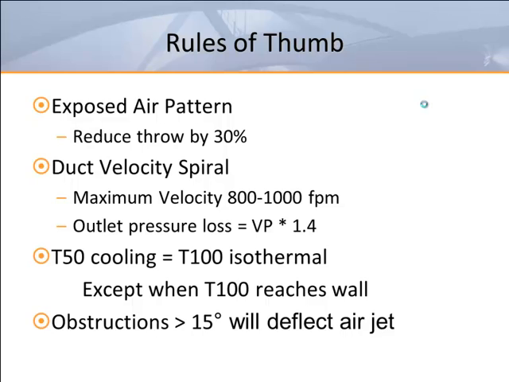Throw to 50 feet per minute with cooling is approximately the same as 100 foot per minute isothermal, except where the air jet reaches the wall at T100 or before, the T50 cooling will be the same as T50 isothermal. When the angle of incidence of an obstruction is greater than 15 degrees, the air jet will deflect away from the ceiling.